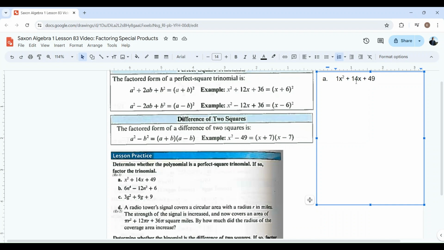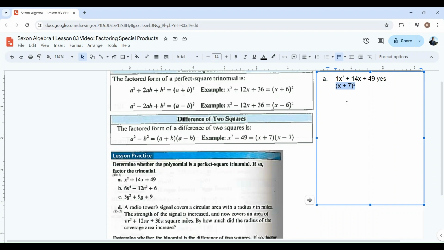Yes, this is a special pattern. So the answer here is going to be yes. And then I can factor the trinomial. Well, I'm always going to factor it by pattern. Now I have a plus in the middle. So that means that it's going to be something plus something squared, okay? Because there's a plus sign here. It's a squared binomial. And then the thing that's going to be squared is the square root of the first term and the square root of the last term, x plus 7. So it's going to be x plus 7 squared, or x plus 7 times x plus 7.